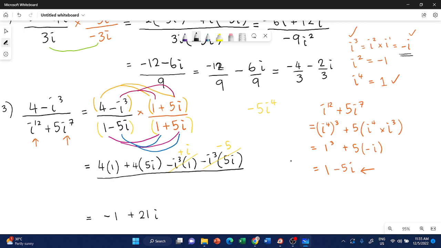Okay, then we move to the denominator, which is the lower part. First we multiply following this arrow, the red color. So we have 1 times 1. Then we have 1 times 5i. Then we have negative 5i times 1. So this is the blue one. Then we have negative 5i times 5i.